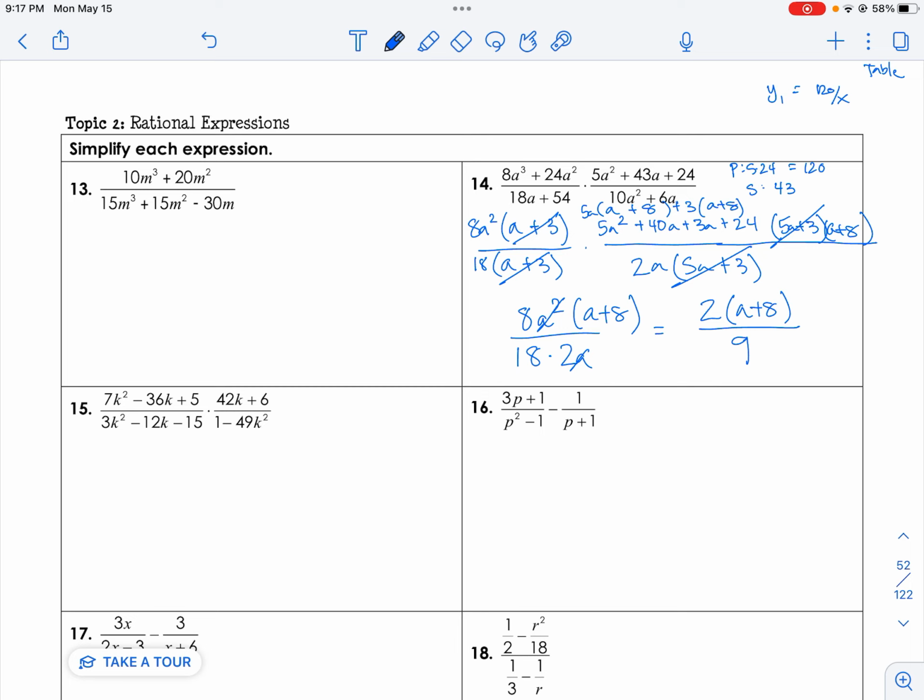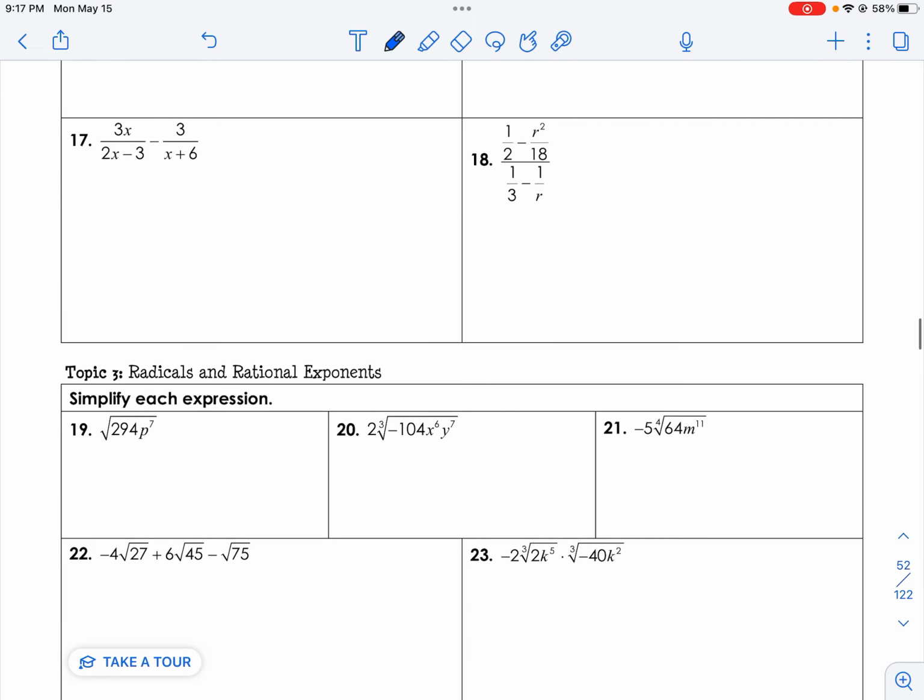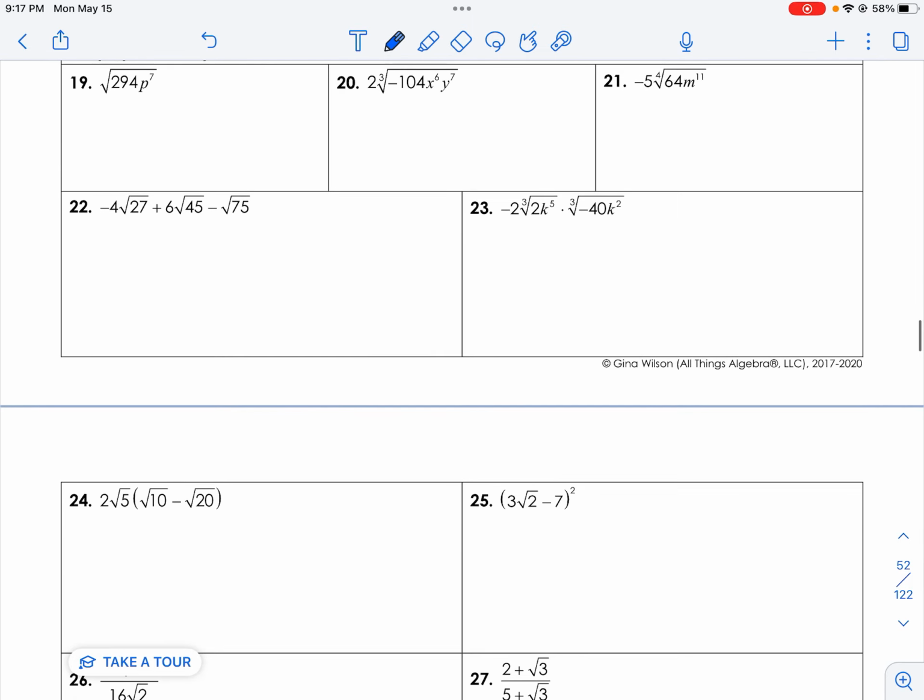Okay, the next problem that I would like to focus on is 22. And that involves adding and subtracting radicals. So we need to break these down. Negative 4 times square root of 9 times square root of 3 plus 6 times square root of, let's go with 5 times square root of 9 minus square root of 25 times square root of 3.